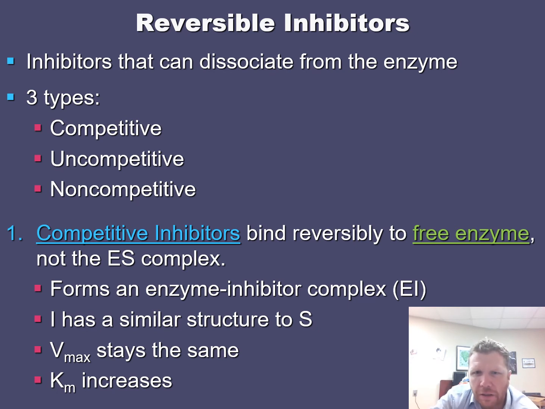So the way that I always like to think about this is E plus S yields ES. That's an ideal situation. Well, a competitive inhibitor will present itself right here, and it will take the place of that free substrate and instead produce the EI complex. So this complex forms rather than that. Now, you can basically outcompete that inhibitor by adding more S, by increasing the substrate concentration.